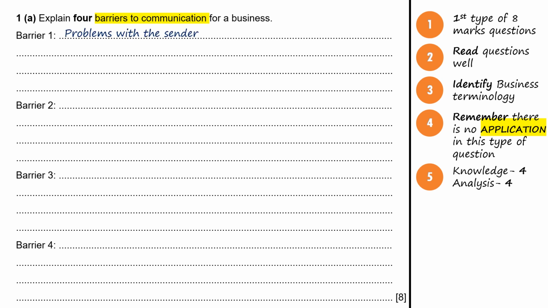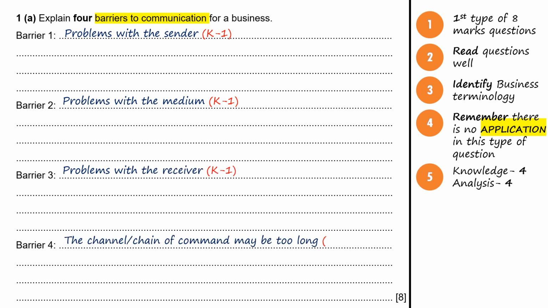Simple. For example, barrier 1, problems with the sender. 1 barrier to effective communication, say problems with the sender. You are awarded 1 mark for knowledge. Now you need to explain. The second one is problems with the medium. The third one, problems with the receiver. And the fourth one is a channel chain of command, maybe too long.